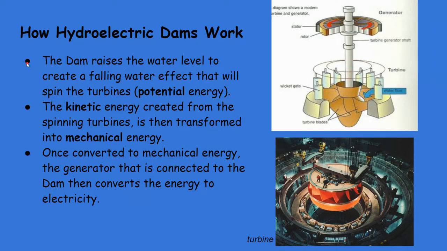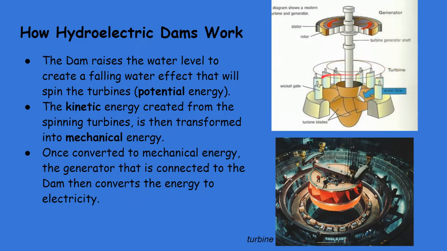So, in terms of how hydroelectric dams work, you need a reservoir. You need a large body of water on one side of your wall, and that wall is the dam. It's blocking the natural river water flow. This dam raises the water level to create a falling water effect. When we need energy, you lift up the walls of the dam and let the water flow.